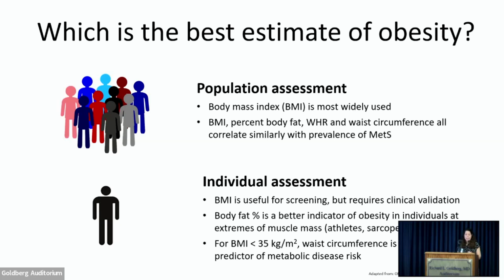So which is the best estimate of obesity? At a population level, BMI is going to be the most widely used. BMI, percent body fat, waist to hip ratio, and waist circumference all similarly correlate with risk for metabolic syndrome. But at an individual level, BMI is useful for screening, but again, it requires validation. Body fat percentage is a better indicator of obesity in individuals at extremes of muscle mass, so athletes or patients who are sarcopenic, meaning they have wasting. And if somebody has a body mass index below 35, waist circumference is actually the strongest predictor of cardiometabolic disease.